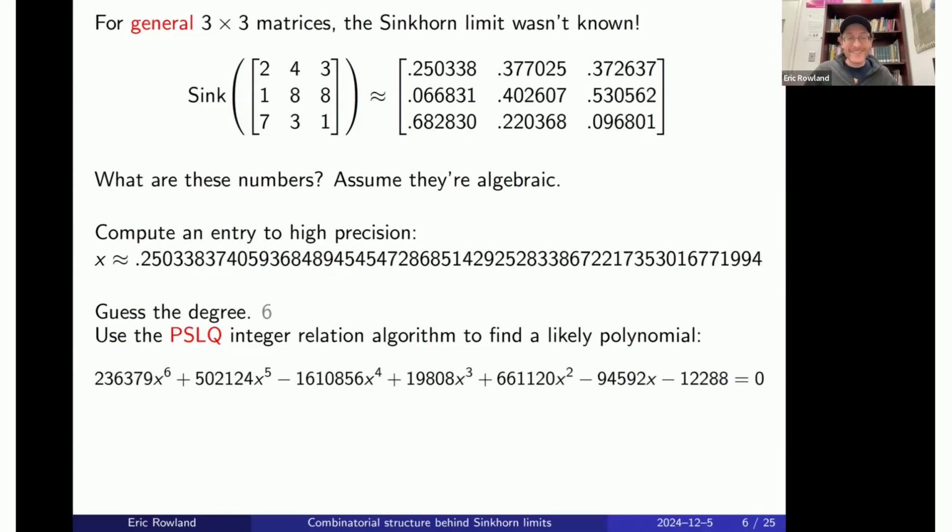If you use even more digits than this approximation to the top left entry here, this polynomial doesn't change. And so this seems to be the actual true description of the top left entry of this Sinkhorn limit. Pretty amazing. So why is it these particular numbers? Do we have some formula or some way? So this is less garbage than degree 5. Okay.